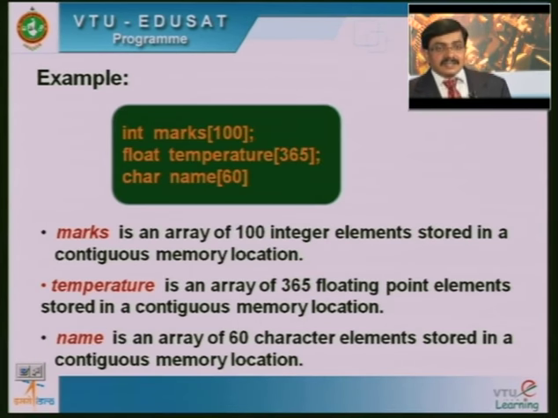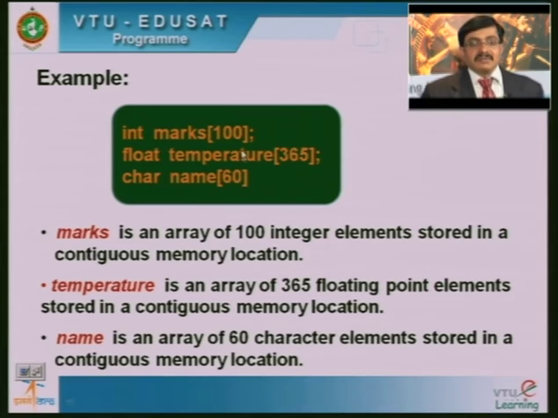Now, consider the three different declarations here: int marks[100], float temperature[365], char name[60]. Here you can see the data type I am using is int, the name of the array is marks, and the size of the array is 100. With respect to another declaration, the data type is float, the name of the array is temperature, and the size of the array is 365.